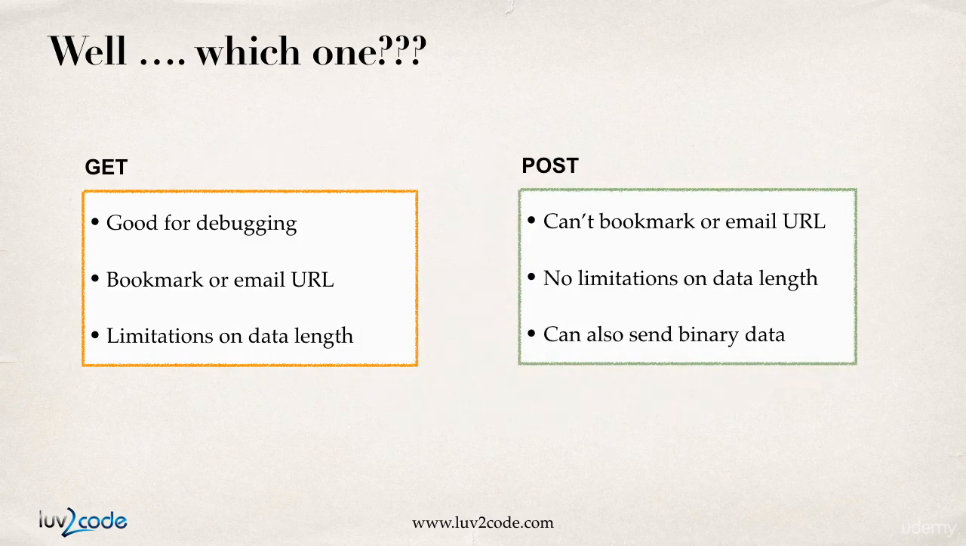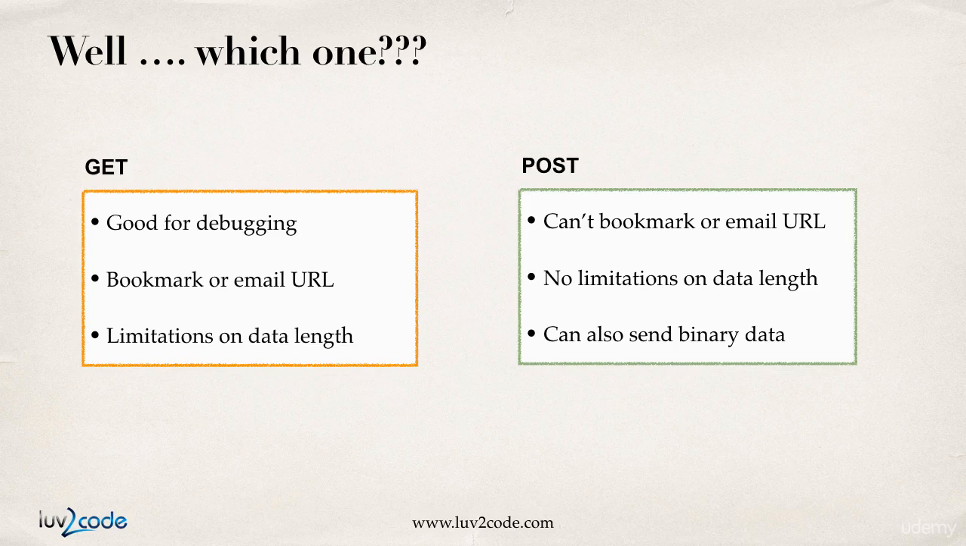Now, with the post method, you can't really bookmark or email the URL because the URL doesn't contain the data. Remember, the name value pairs are sent in the body of the request message. But a really nice thing about the post method is that there's no limitation on data length. So if you have a very large form with a lot of fields, you can send as much data as you want to. Also, the post method is very good for sending binary data. And you're probably wondering, what type of binary data? Well, if you do an email program and you do a form attachment, you can attach a binary file to the form and then submit it. So that's one use case there for the post method.